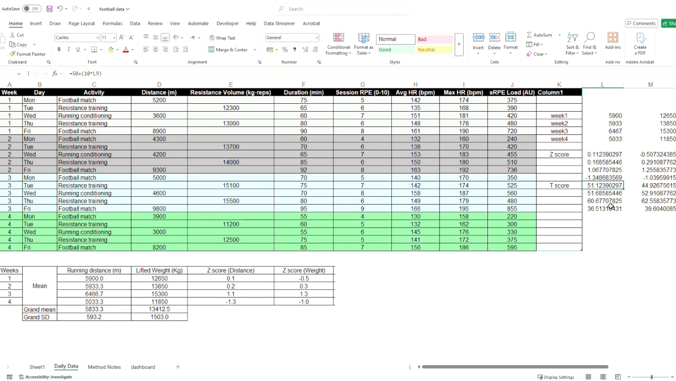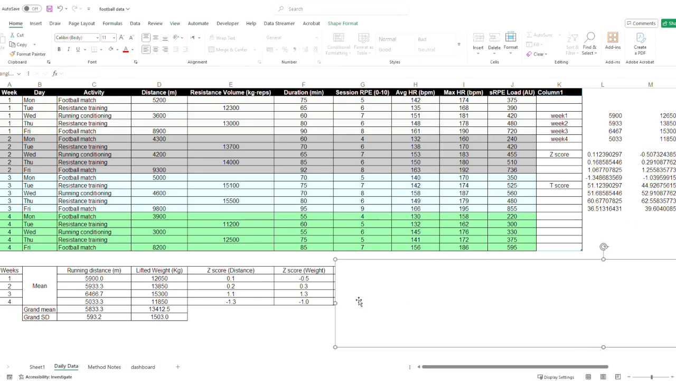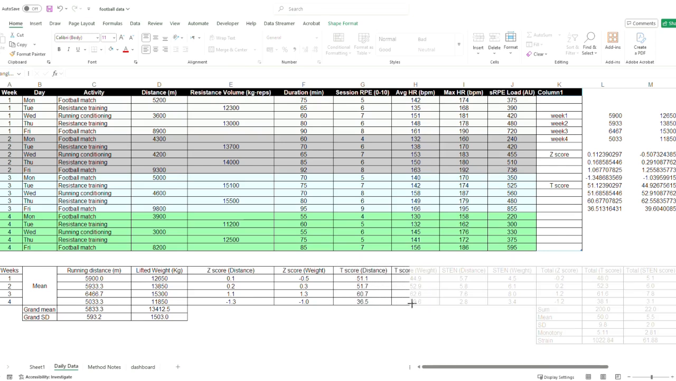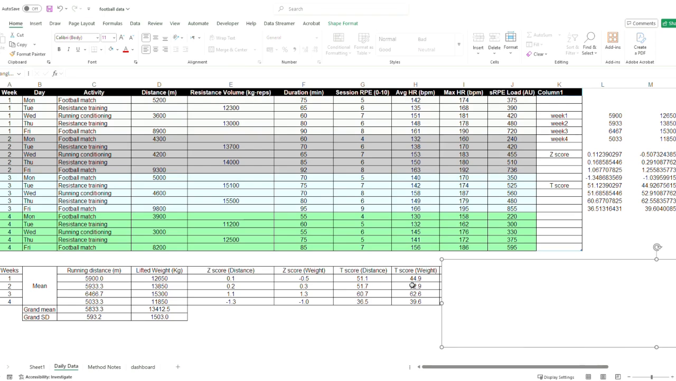The next step is to calculate standard scores such as Z-score, T-score and STEN score for each metric and each week. Check the standard scores formulas and add the weekly scores in the next columns.